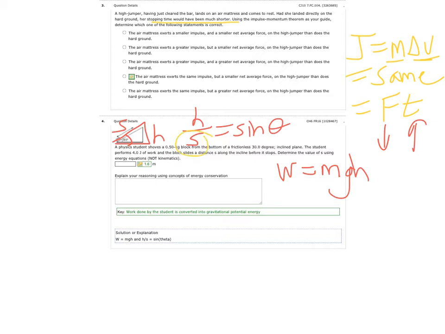However you want to do it, right? So I can plug in my work because I'm given work, I'm given mass, I know acceleration of gravity, I can find H and I can plug it in there.